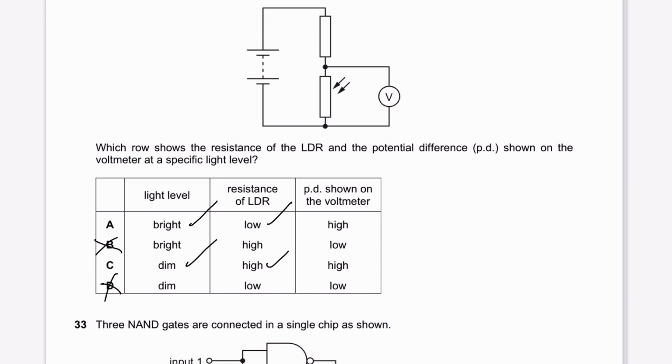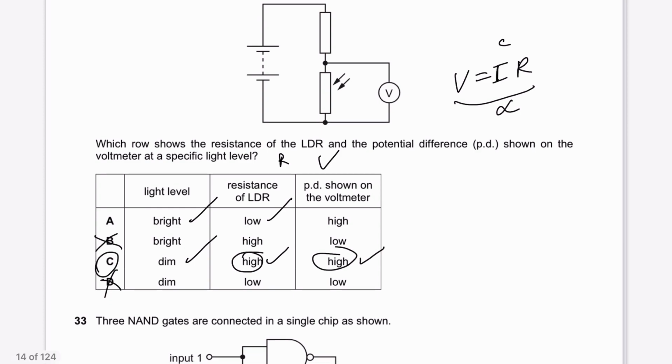Now the potential difference shown on the voltmeter. V is equal to IR. Current is constant. Now these two become directly proportional. So they should be the same. Now in A and C, which one has the same voltage and resistance? C. For both of them it's high. So the answer is C.